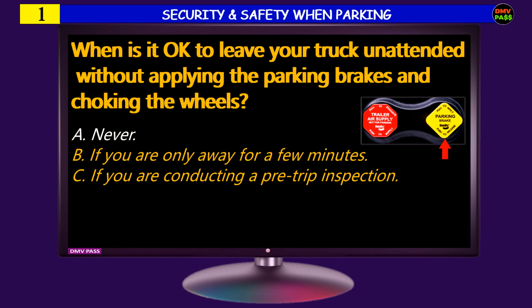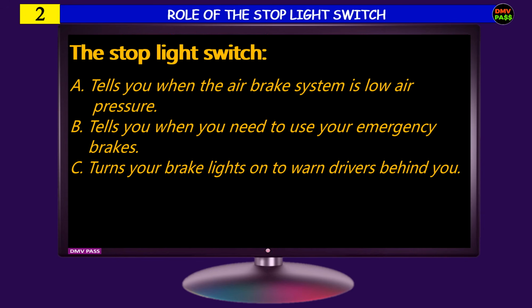So, the correct answer is A. Never. Next question. 2. The stoplight switch. A. Tells you when the airbrake system is low on air pressure. B. Tells you when you need to use your emergency brakes. C. Turns your brake lights on to warn drivers behind you.